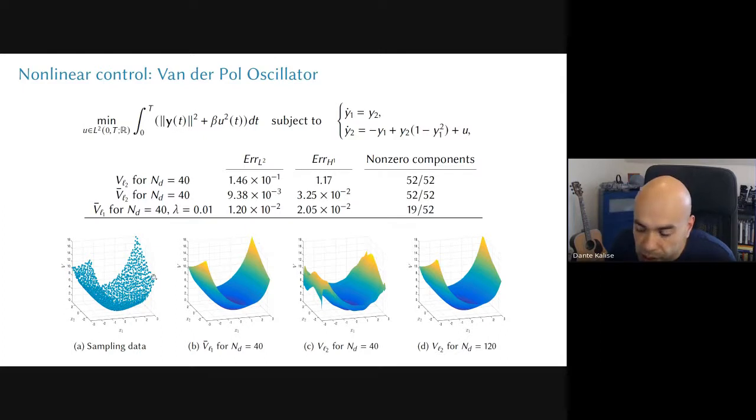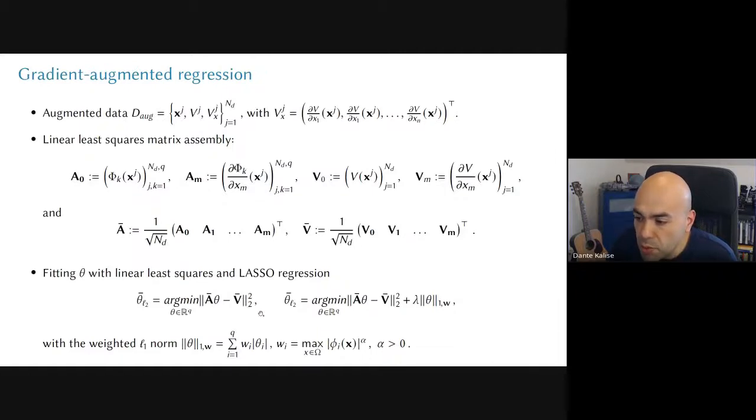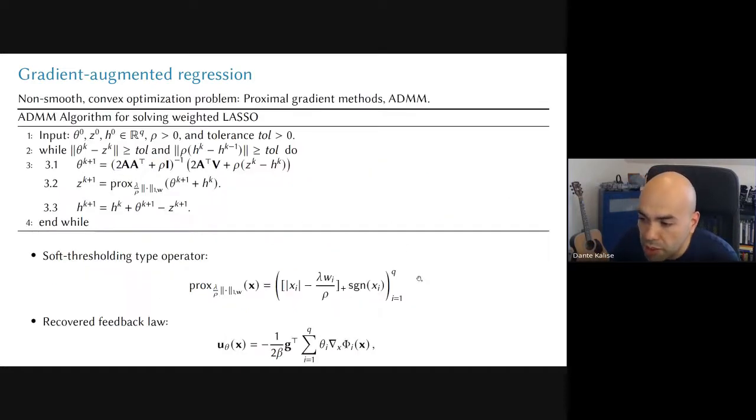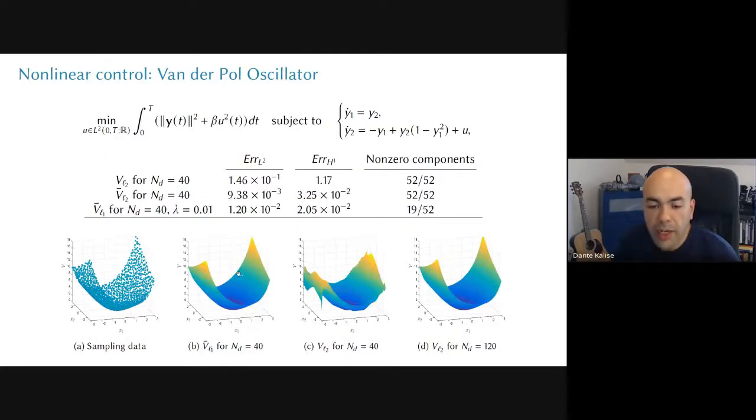And the answer is yes. For instance, instead of doing just a linear least squares regression, do a least squares regression, but with that 1 norm penalty on the coefficients. And that will reduce the complexity of the object. It's going to be more robust, and you are going to recover a better shape.